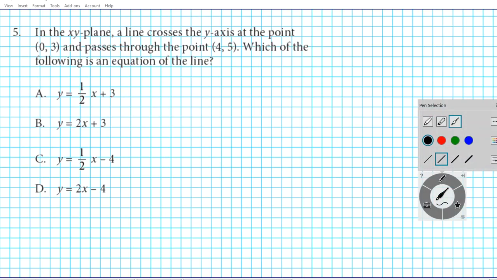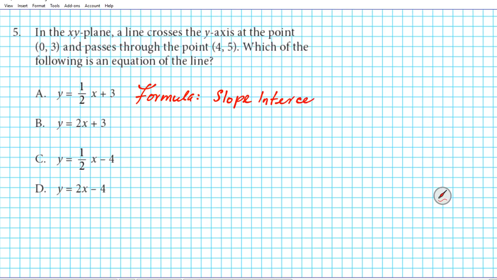We are going to use the formula known as the slope-intercept form. Now, why are we using the slope-intercept formula? There's another formula that can be used, which is the point-slope formula. But in this particular case, we're given a point on the y-axis. This point has a special significance, and that point is known as the y-intercept.